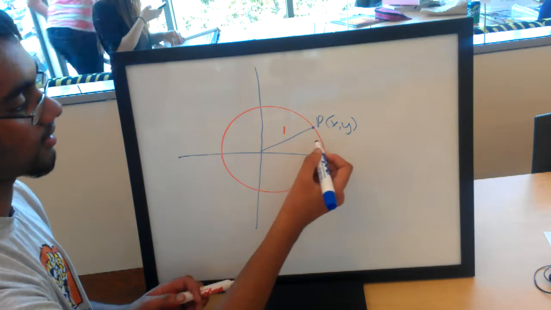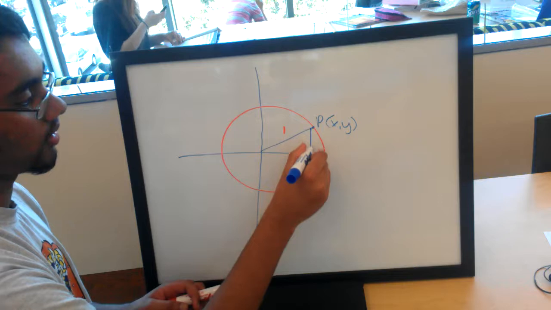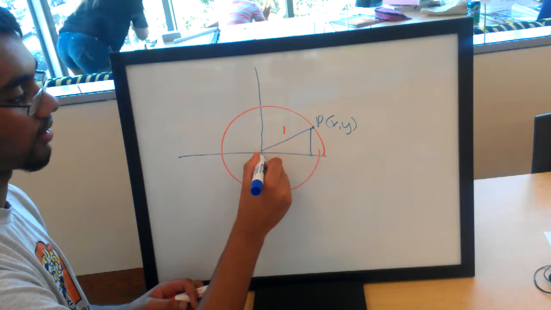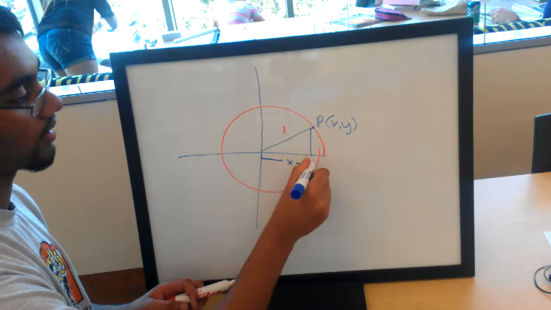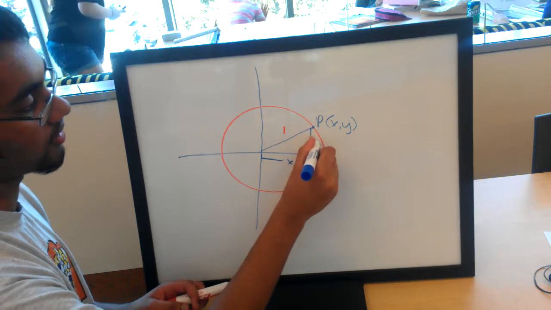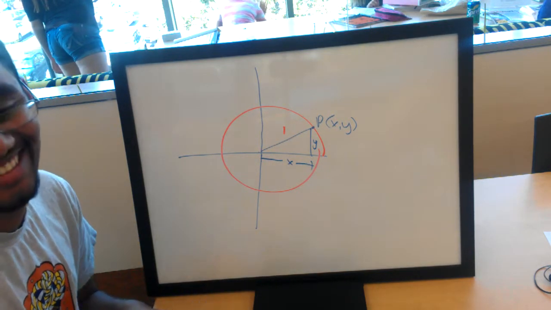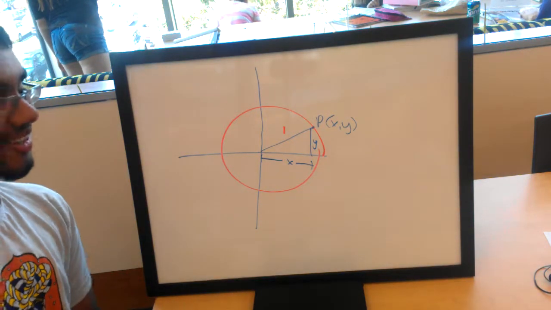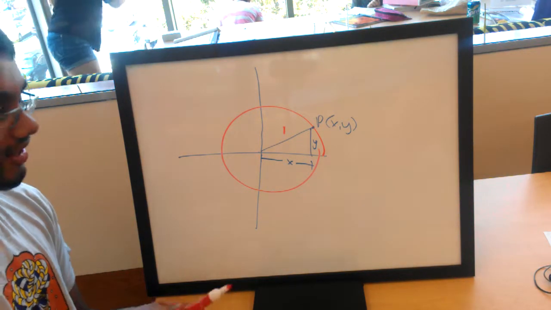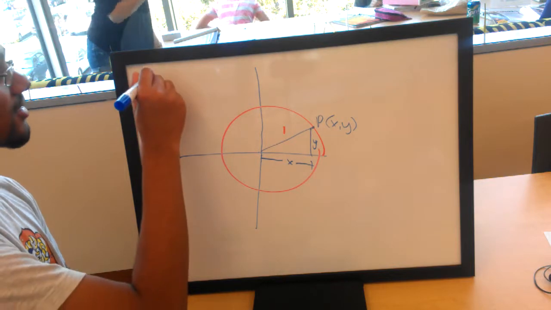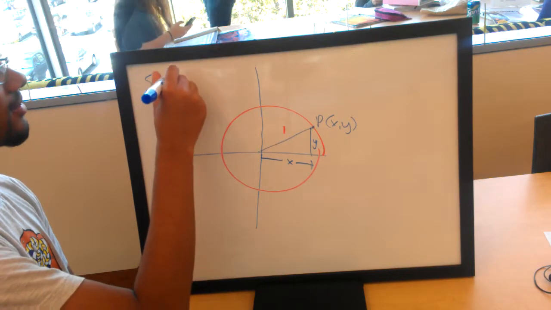So those are coordinates, X and Y. And so that means this horizontal distance here is X, and this vertical distance here is Y. Does everyone follow so far? Okay, and somebody mentioned SOHCAHTOA.